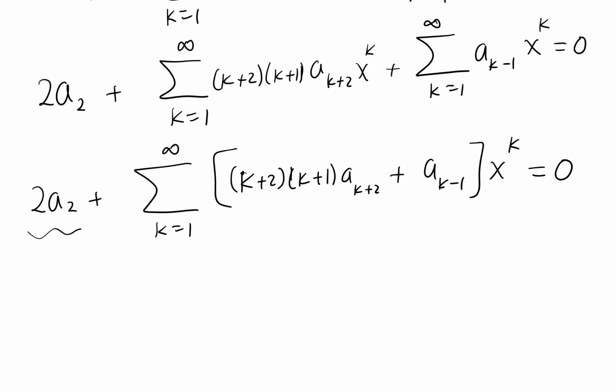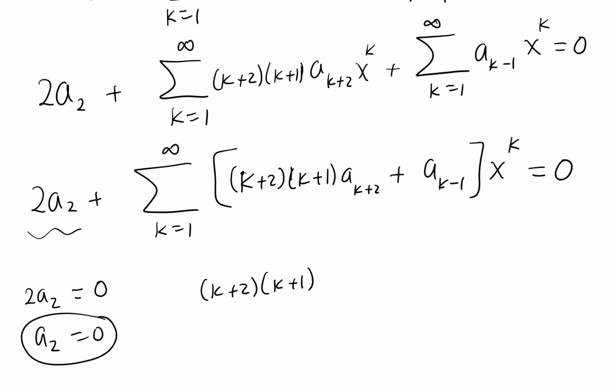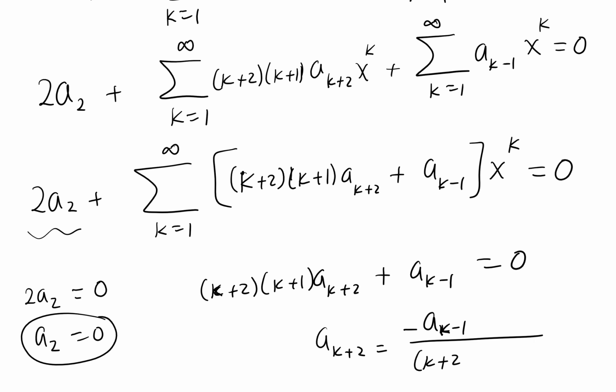So the first thing, this should be 0. That gives me a sub 2 equals 0. That's the first one. And k plus 2 times k plus 1, a sub k plus 2, plus a sub k minus 1 equals 0. Again, we are going to solve for a sub k plus 2. That's negative a sub k minus 1 divided by k plus 2 times k plus 1.